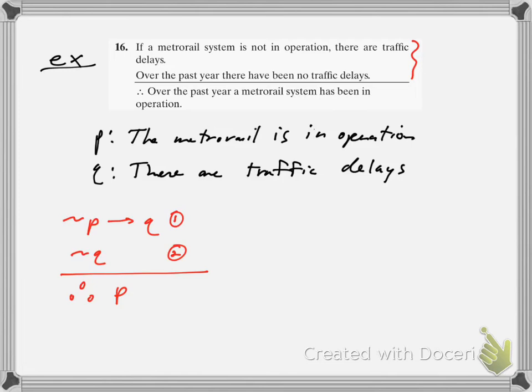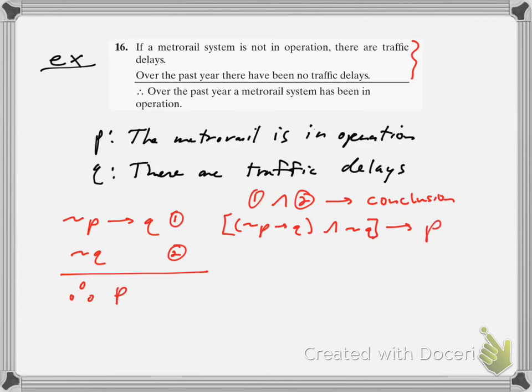Okay? Which is, the last statement is basically the metro rail is in operation. That is P. Okay? So my actual full statement would be, I take premise 1, put an and do premise 2, and then that should imply my conclusion, right? That's my formula. So we have two premises. So this would be not P implies Q and not Q. That whole thing, and I should probably put brackets around that, make it cleaner. That whole thing should imply P, which is my conclusion.